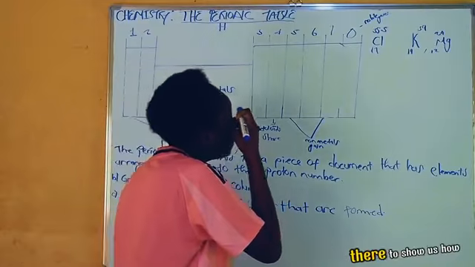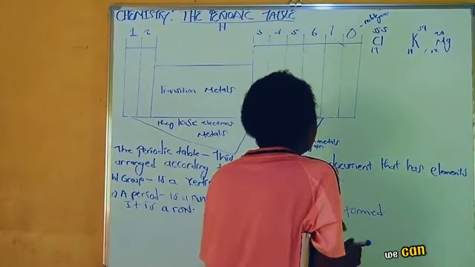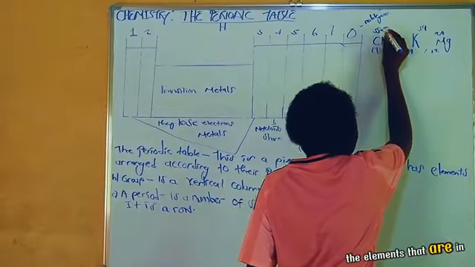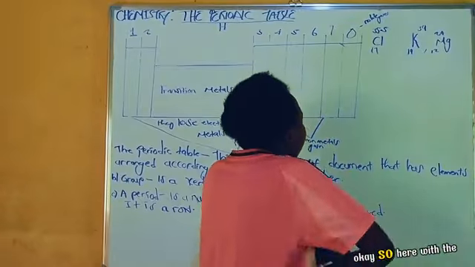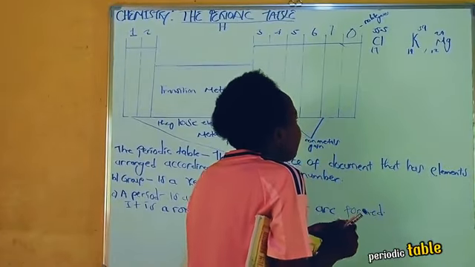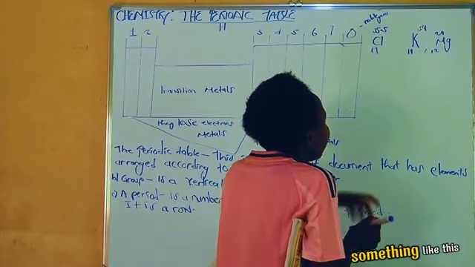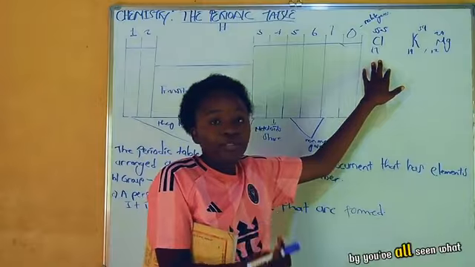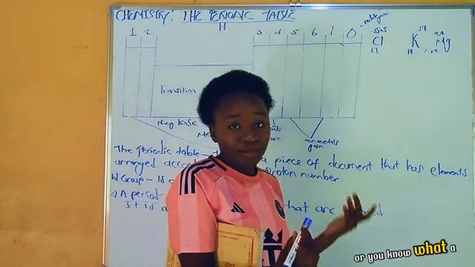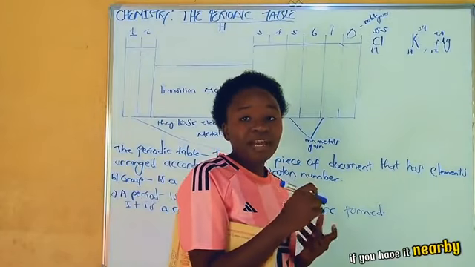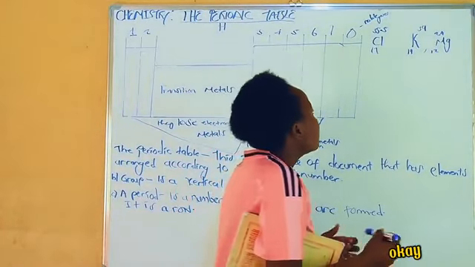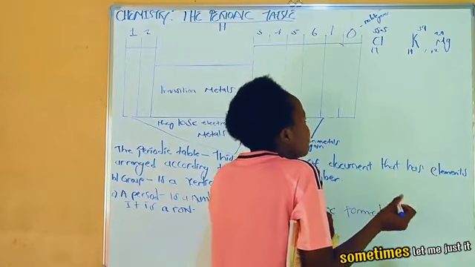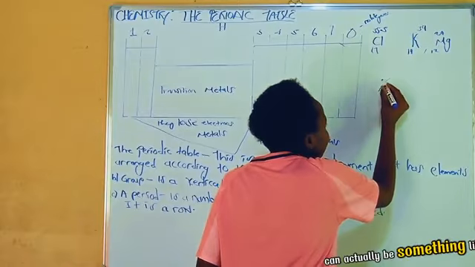Actually, that is there to show us how we can solve for the elements that are in the periodic table. Here, this is how they're actually put. You've all seen what a periodic table is, or you know what a periodic table is. If you have it nearby, you can refer to it. On the periodic table, you are going to have this. Sometimes it can actually be something like this.